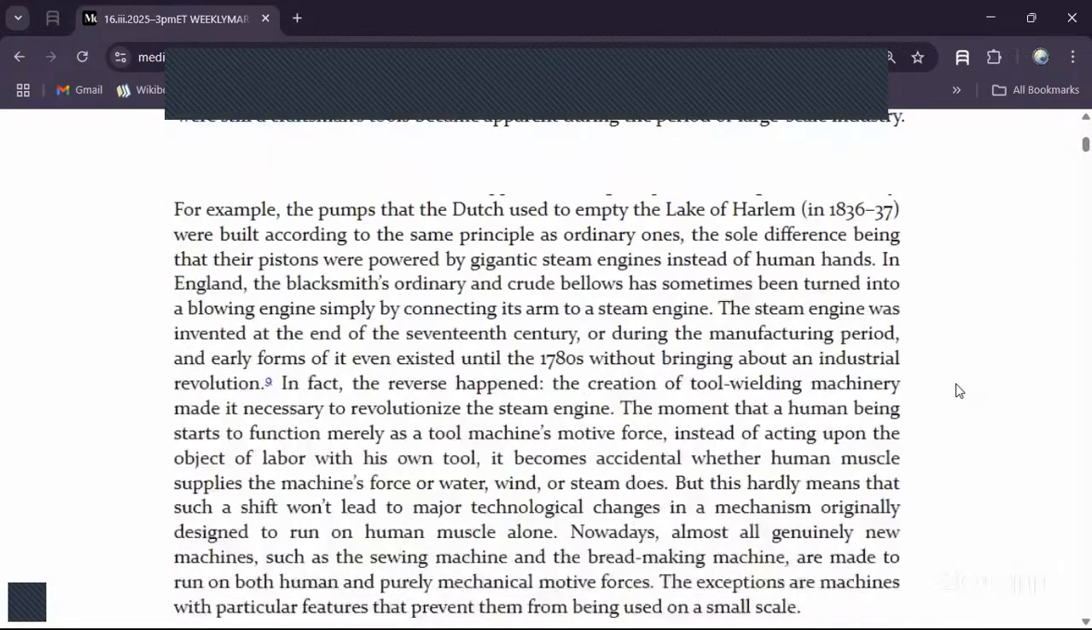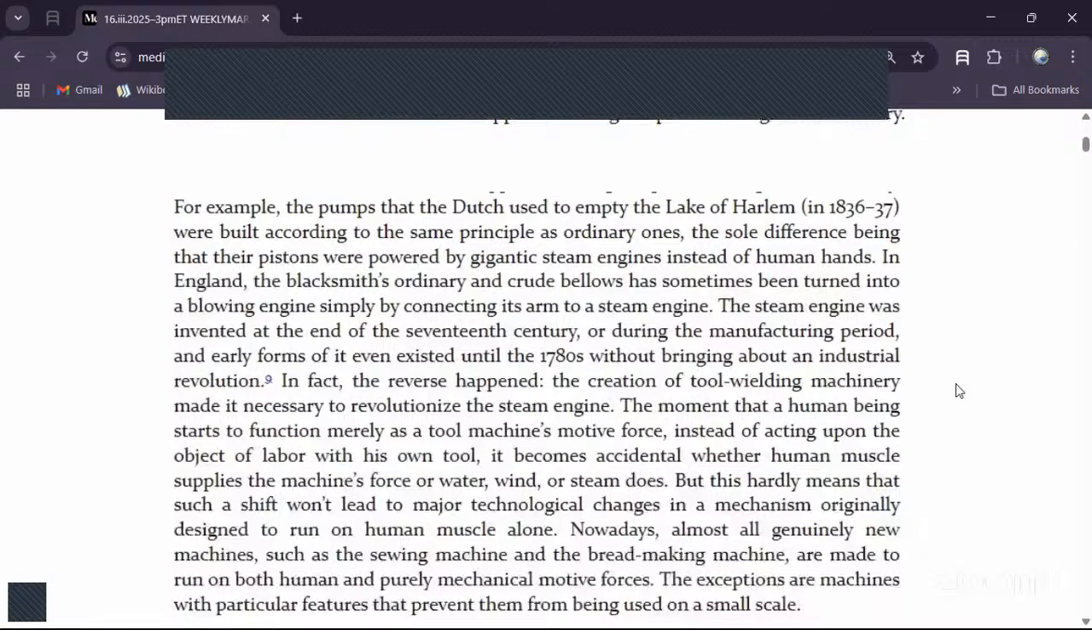For example, the pumps that the Dutch used to empty the Lake of Haarlem in 1836 to 37 were built according to the same principle as ordinary ones, the sole difference being that their pistons were powered by gigantic steam engines instead of human hands. In England, the blacksmith's ordinary and crude bellows has somehow been turned into a blowing machine simply by connecting its arm to a steam engine.